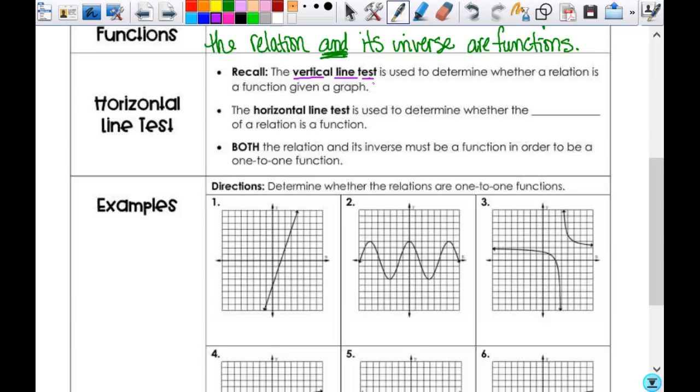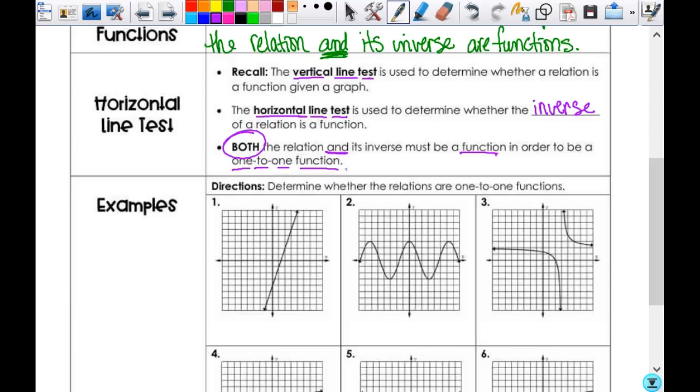We also have something that I mentioned, but we didn't talk about because we weren't ready for it, the horizontal line test. This is an important test as well because it's used to determine whether the inverse of a relation is a function. So I can tell by a graph if I have a function from the vertical line test. If I do the horizontal line test, that'll also tell me if the inverse is a function or not. If both of them are functions, it's one-to-one. So both the relation and its inverse must be a function in order to be a one-to-one function.